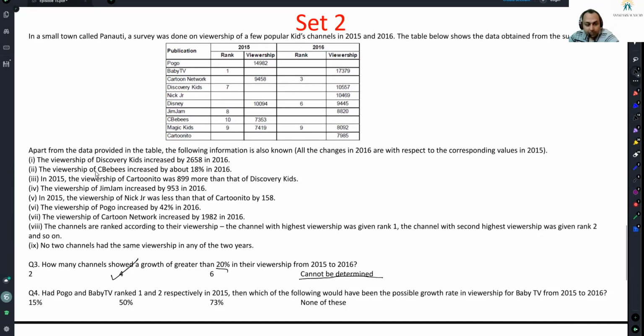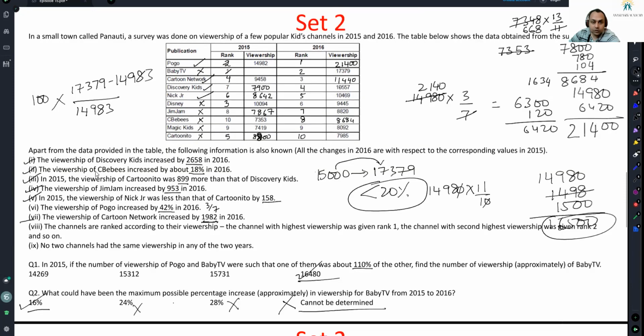Next: had Pogo and Baby TV ranked 1 and 2 respectively in 2015, which of the following would have been the possible growth rate in viewership for Baby TV from 2015 to 2016? Okay. Pogo is now ranked 1. So if Pogo is ranked 1 and Baby TV is ranked 2, Baby TV can now have numbers from 14981, this is the max case, and the min case would be, where is rank 3? 10095. This is the min case.